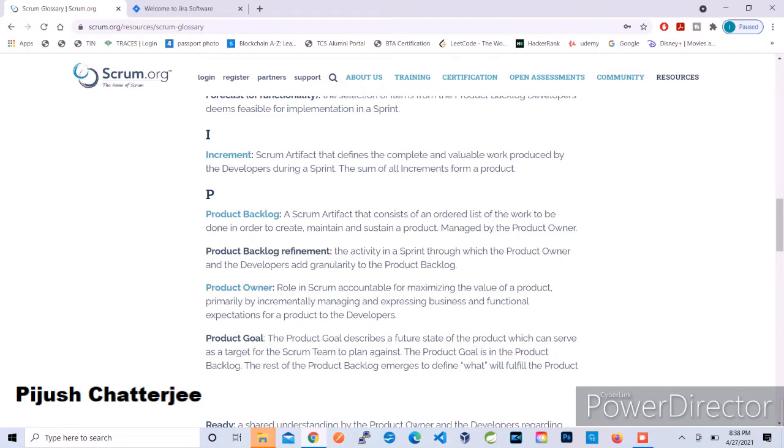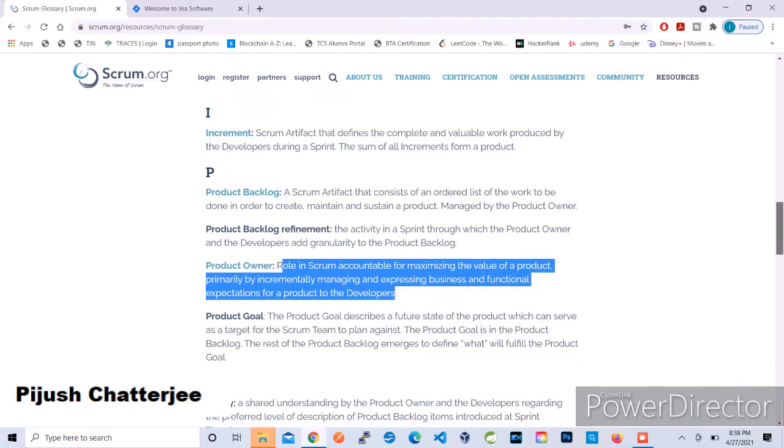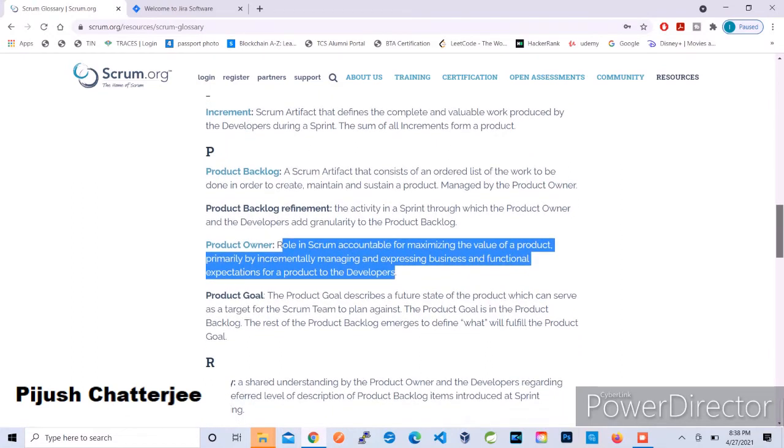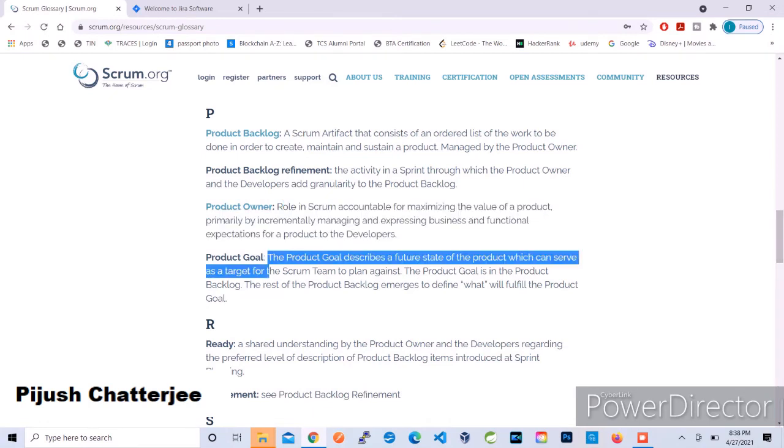So the product owner is the person who is responsible for the product. He or she is completely accountable for any improvement of the product or anything that is related to the product.